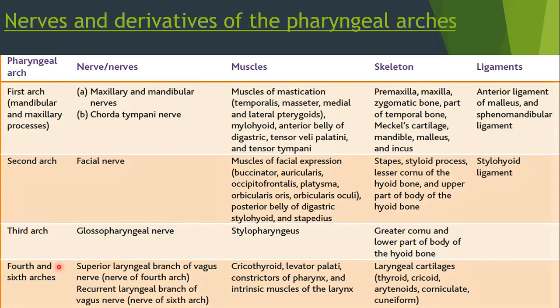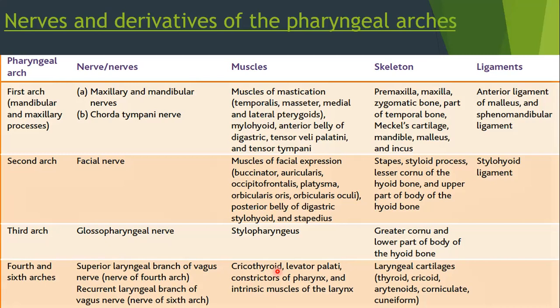Then the fourth and the sixth arches. Now, superior laryngeal is the nerve to the fourth arch, the recurrent laryngeal to the sixth. Now, the core of mesoderm from the fourth arch will form the following muscles: cricothyroid, levator veli palatini, and your pharyngeal constrictors, your superior, middle, and inferior. Those ones, how many muscles are those? 5: cricothyroid, levator veli palatini, superior constrictor, middle pharyngeal constrictor, inferior pharyngeal constrictor. All those 5 muscles originate from the fourth arch.